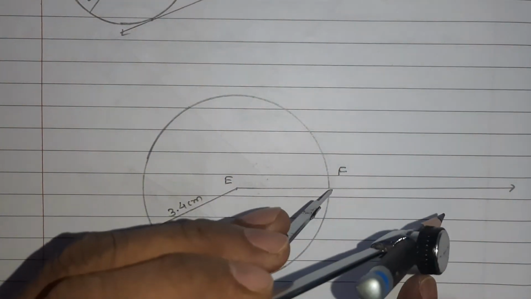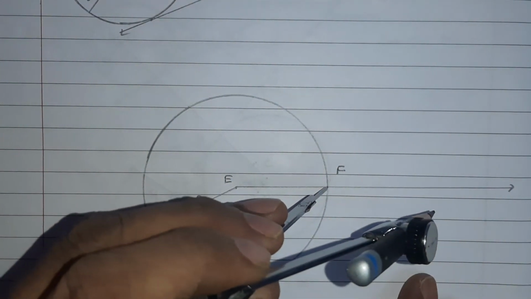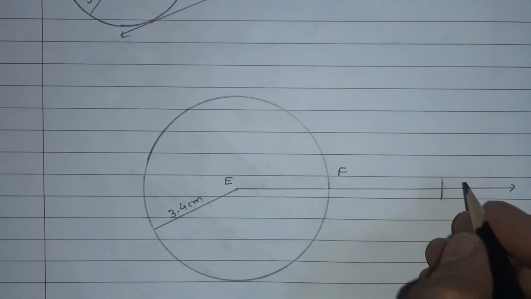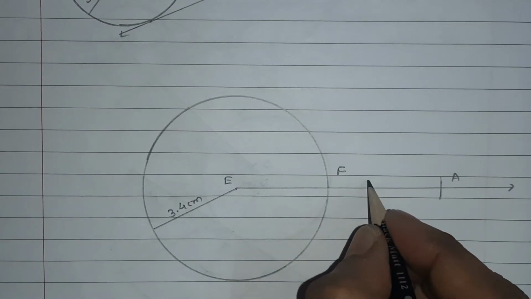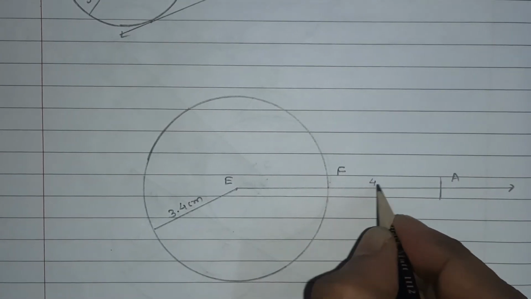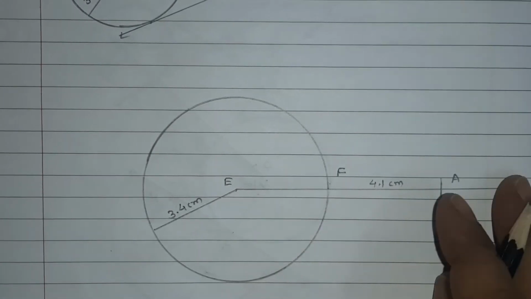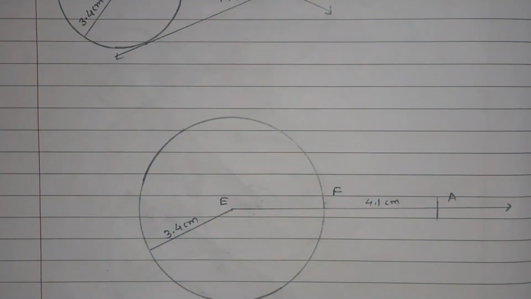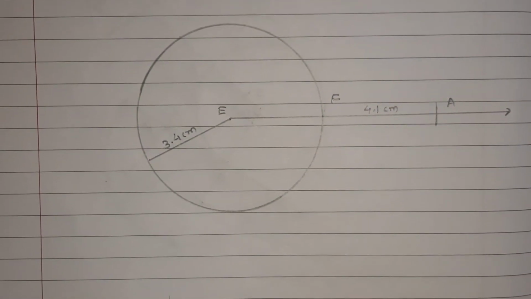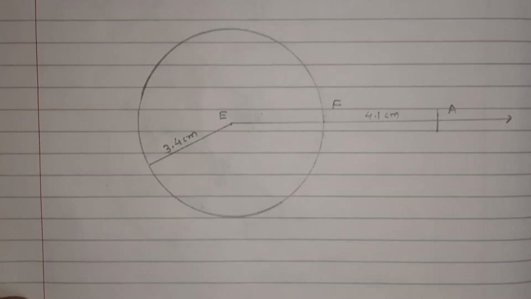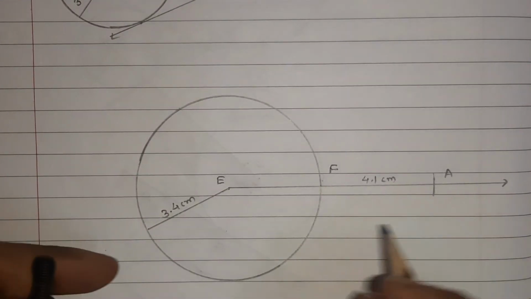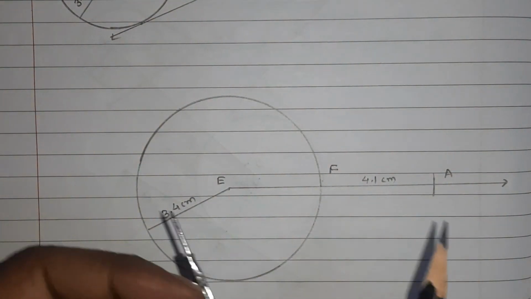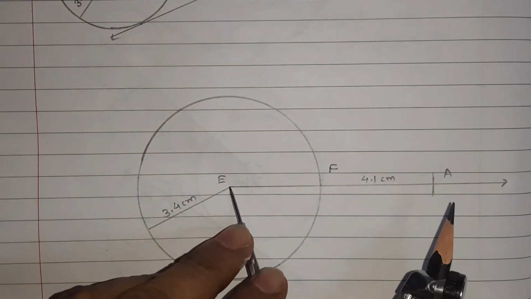Put the metal point on F and draw the arc. This is point A and this distance is 4.1 centimeter. Now dear student, passing through this point A, we have to draw the tangent to the circle. Now point A is outside the circle, therefore put the metal point on E.